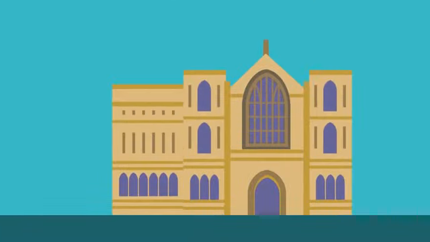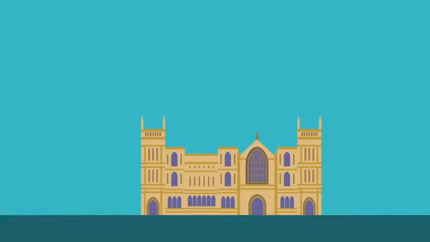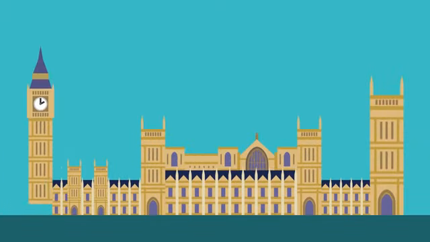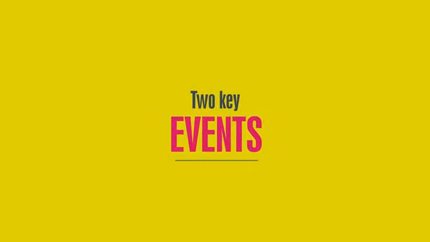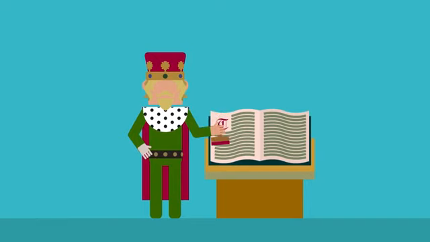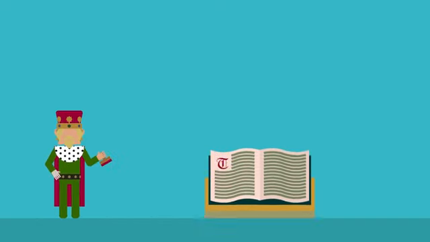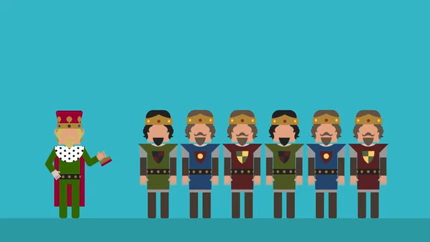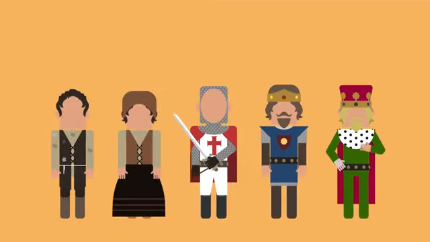Parliament has evolved throughout its long history to become what it is today, changing over time to meet the needs of the people. Two key historical events began this process. In 1215, King John put his seal on Magna Carta and agreed to a list of 63 rules set out by a group of barons.